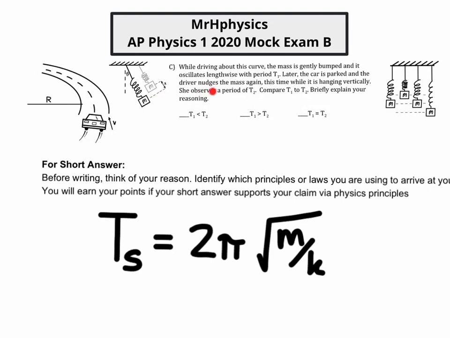So what was different when we stopped the car and these hung vertically? Well, the equilibrium position might be different, but the mass and the spring constant are not different. So if period is determined by mass and spring constant, who cares where the equilibrium position is? So we should be checking the box for T1 equals T2.